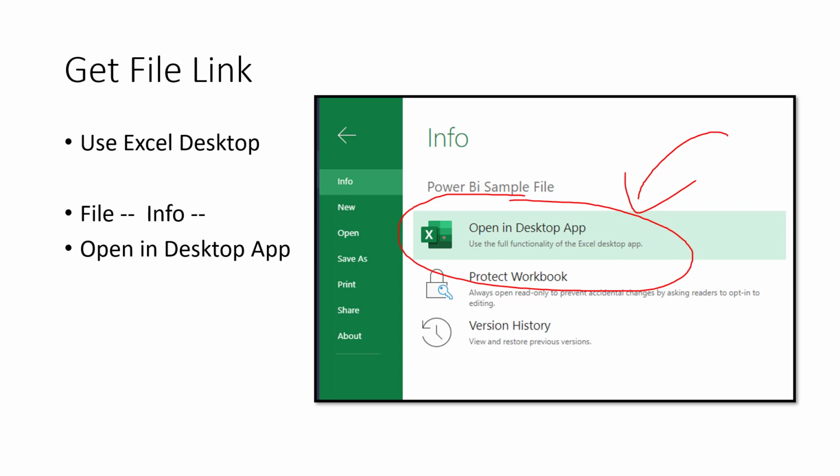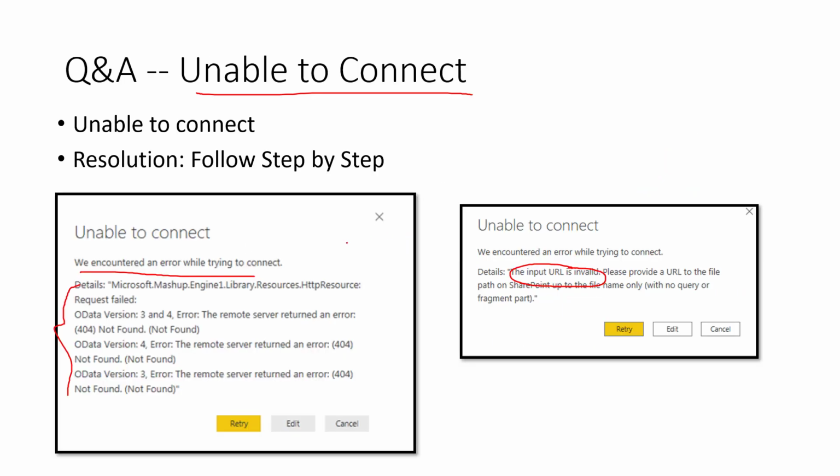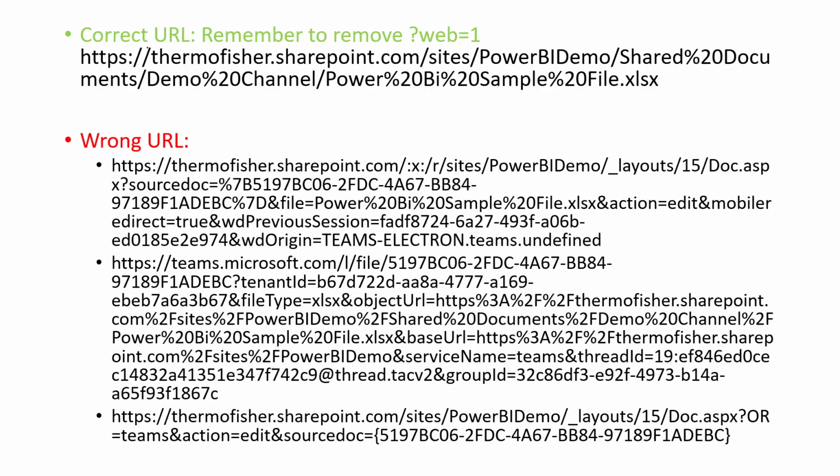Just follow the steps step by step to get the correct URL. And you can see here, for the correct URL, also remember to remove the question mark web equals one at the end. And you can see I'm comparing the correct versus the wrong one. You can see some examples. For the same file, it has different output if you use different instances. But the right URL, you can see, always ends with your file extension.